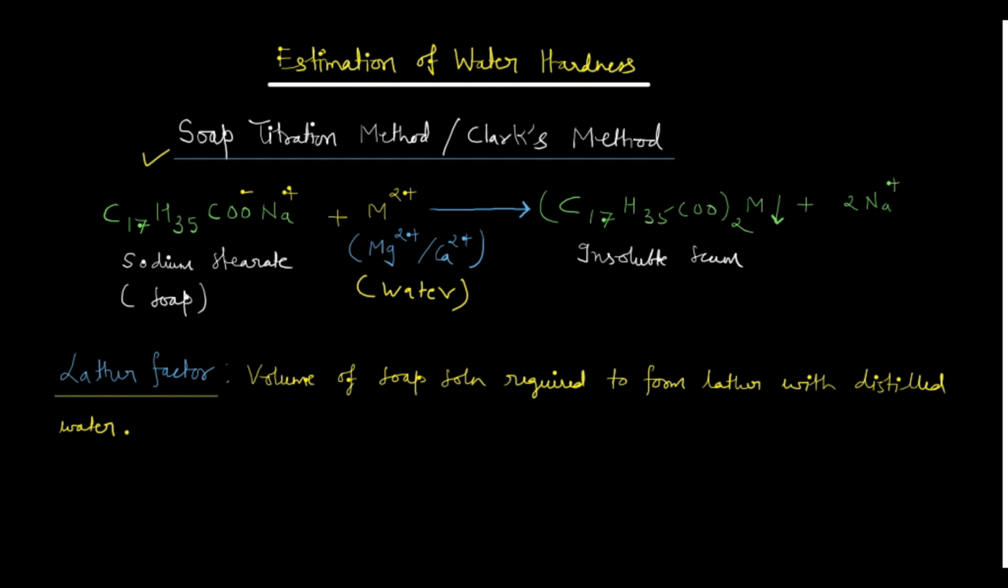So what is the method actually? For this you need to know the lather factor. Lather factor is the method of minimizing the error. Whatever method we adopt, in all the cases, whether you are calculating your temporary hardness or your permanent hardness, anything you are doing, you need to consider this lather factor, and this lather factor is used to minimize the error. So if you subtract this value of lather factor from the original volume of the soap solution which will be consumed by the water sample, this will minimize the error.